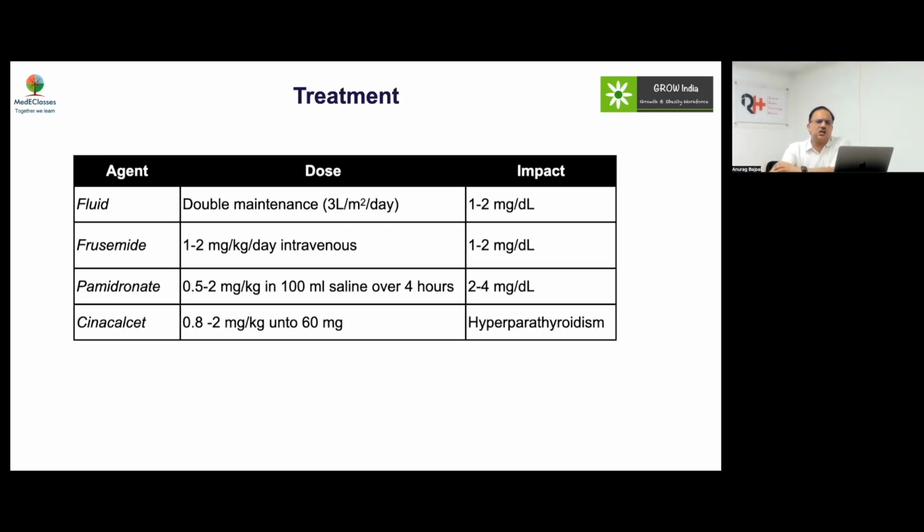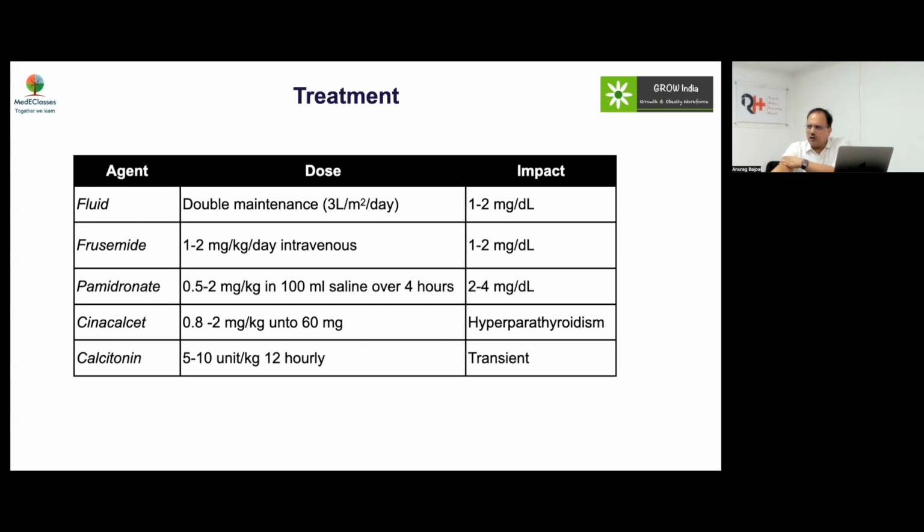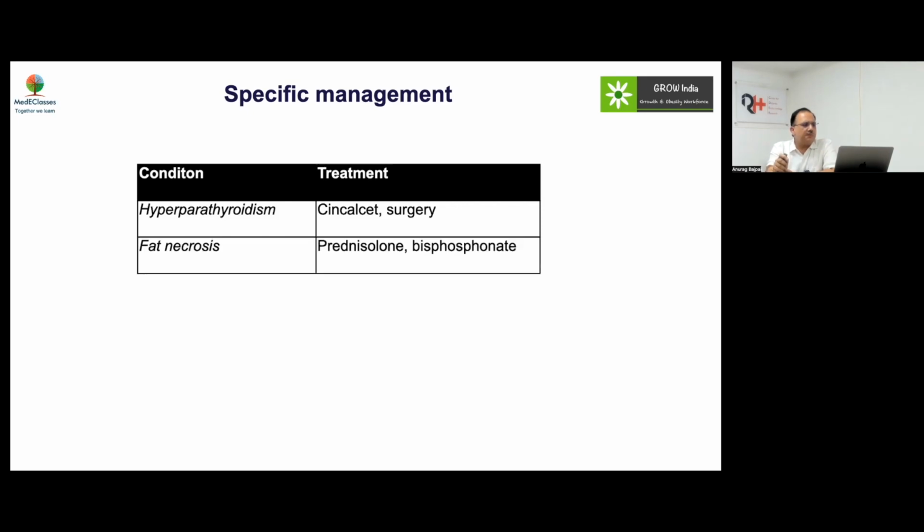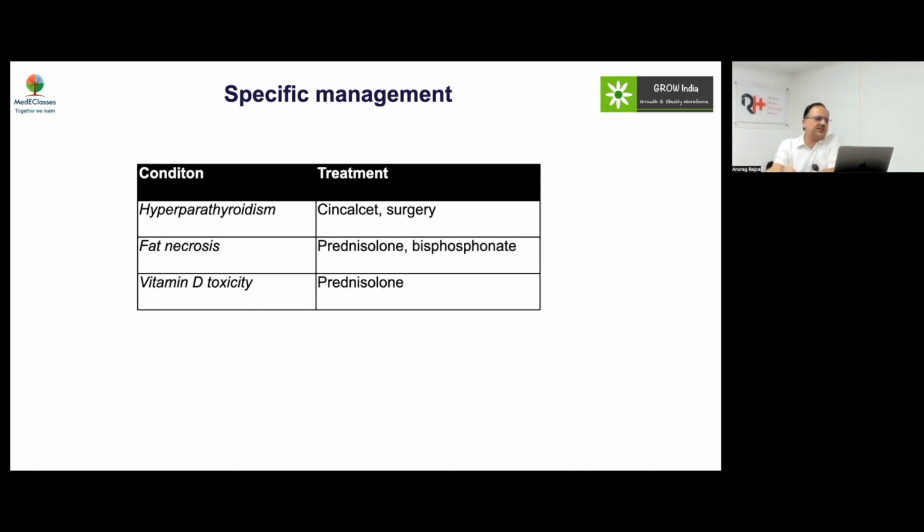Cinacalcet, which is available as an oral medicine, can be used in cases of hyperparathyroidism or a calcium sensing receptor defect. Calcitonin is available as an injectable preparation or an inhaled preparation. The risk is that this is transient, and tachyphylaxis will develop soon. The specific management includes cinacalcet and surgery for hyperparathyroidism. In fat necrosis, you will use prednisolone and bisphosphonate. So prednisolone will really help in terms of decreasing the 1-alpha hydroxylase action.